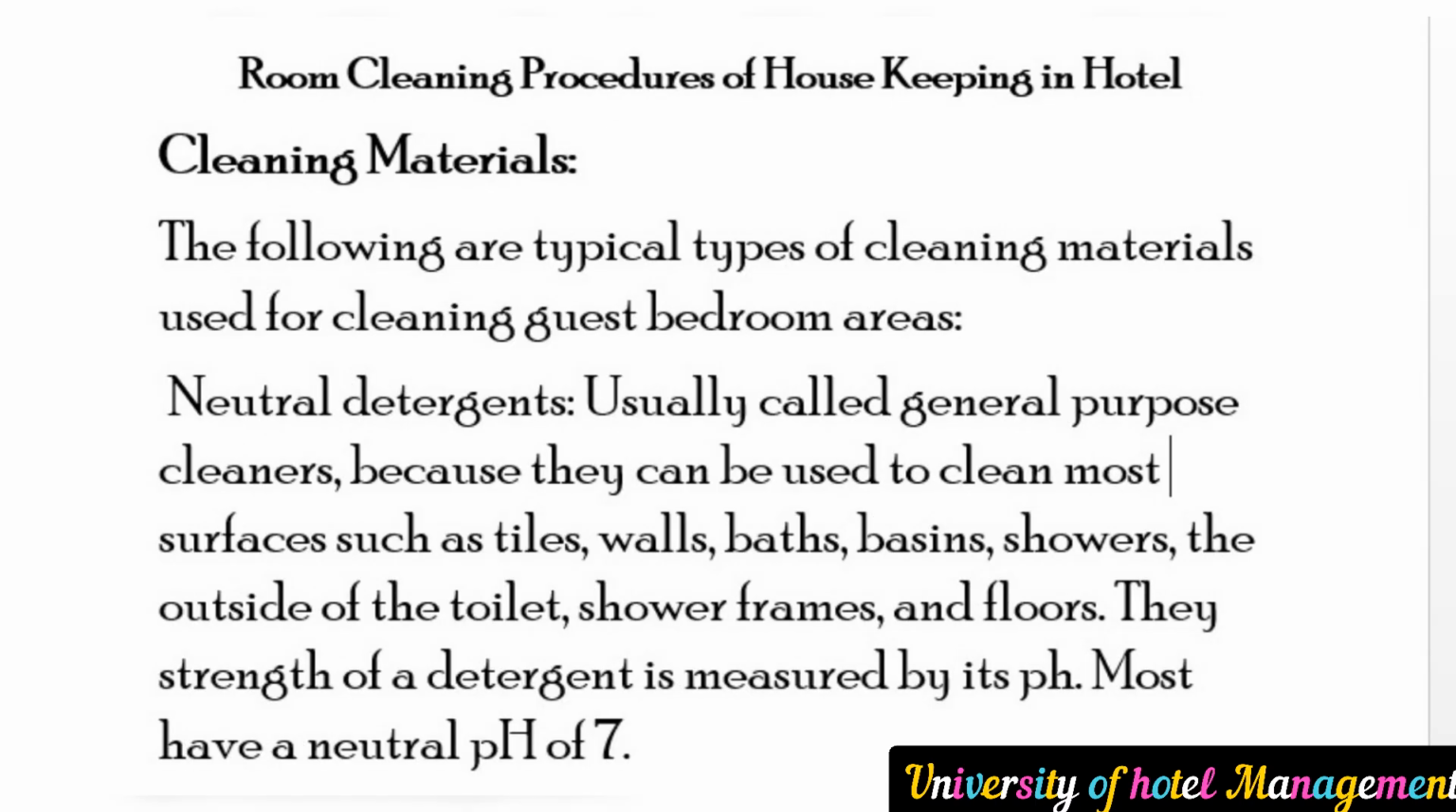Cleaning materials. The following are typical types of cleaning materials used for cleaning guest bedroom areas. Neutral detergents, usually called general-purpose cleaners, because they can be used to clean most surfaces such as tiles, walls, baths, basins, showers, the outside of the toilet, shower frames, and floors. The strength of a detergent is measured by its pH. Most have a neutral pH of 7.